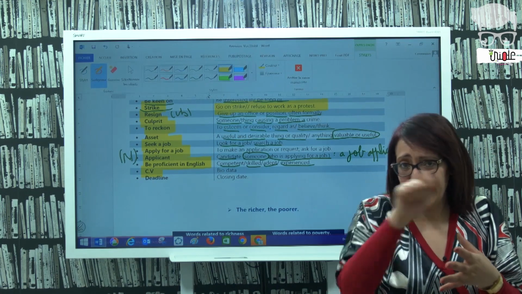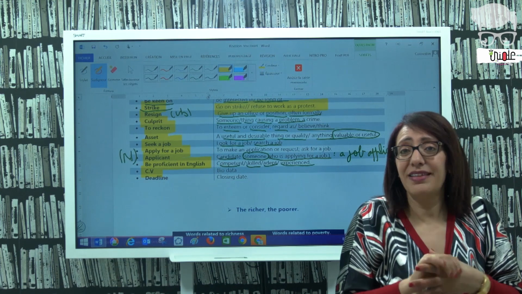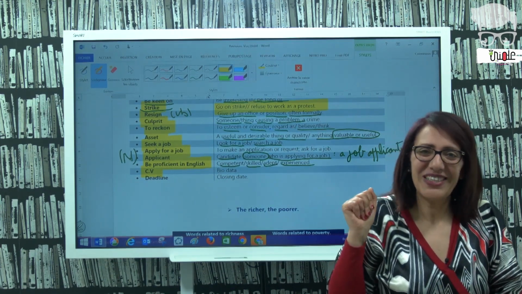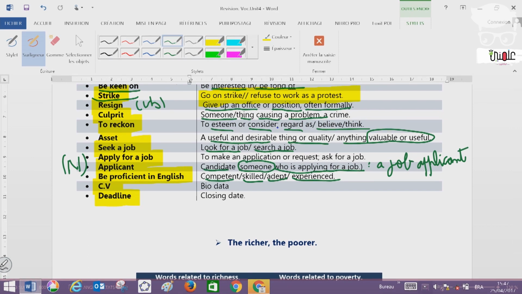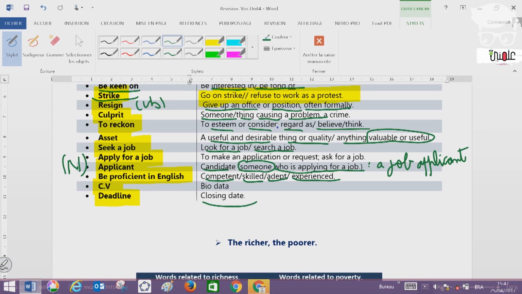What is a deadline? It's a word that means a date. For everything, there is a date that you have to respect. Let's see what a deadline is. A deadline, as mentioned there, is a closing date, the date that you have to respect when you are going to send some papers to a certain firm or company for something.